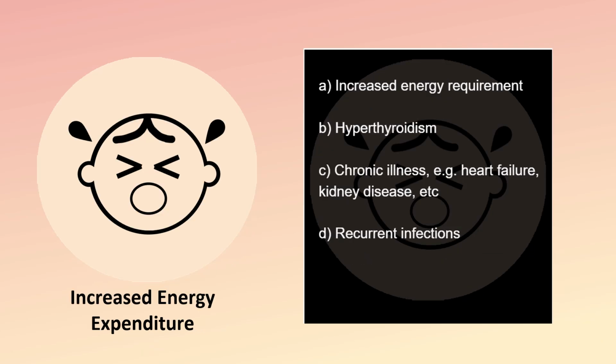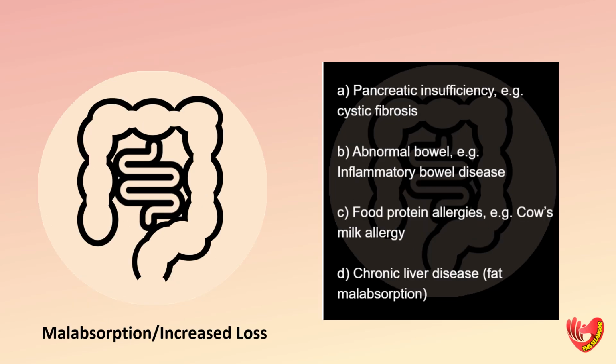The second category would be increased energy expenditure, such as increased energy requirement, hyperthyroidism, chronic illness such as heart failure and kidney disease, or the child having recurrent infections. The third category would be malabsorption or increased loss, such as pancreatic insufficiency, for example cystic fibrosis, or abnormal bowel, for example inflammatory bowel disease, or food protein allergies, for example cow's milk allergy, or chronic liver disease causing fat malabsorption. So it's important to rule out all these causes.